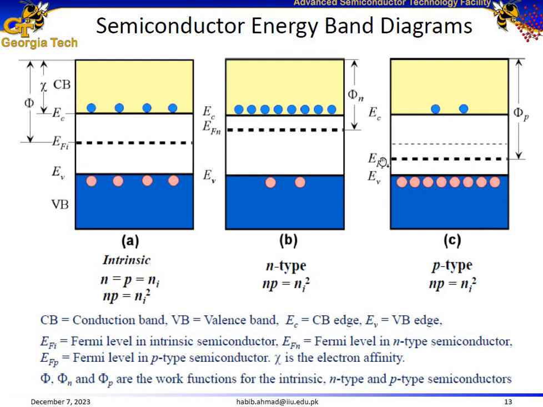Similarly, in a P-type semiconductor, the Fermi energy level is close to the valence band, which means that we introduce acceptor levels close to the valence band in a P-type semiconductor. The majority carriers are holes and the minority carriers are electrons in a P-type semiconductor.